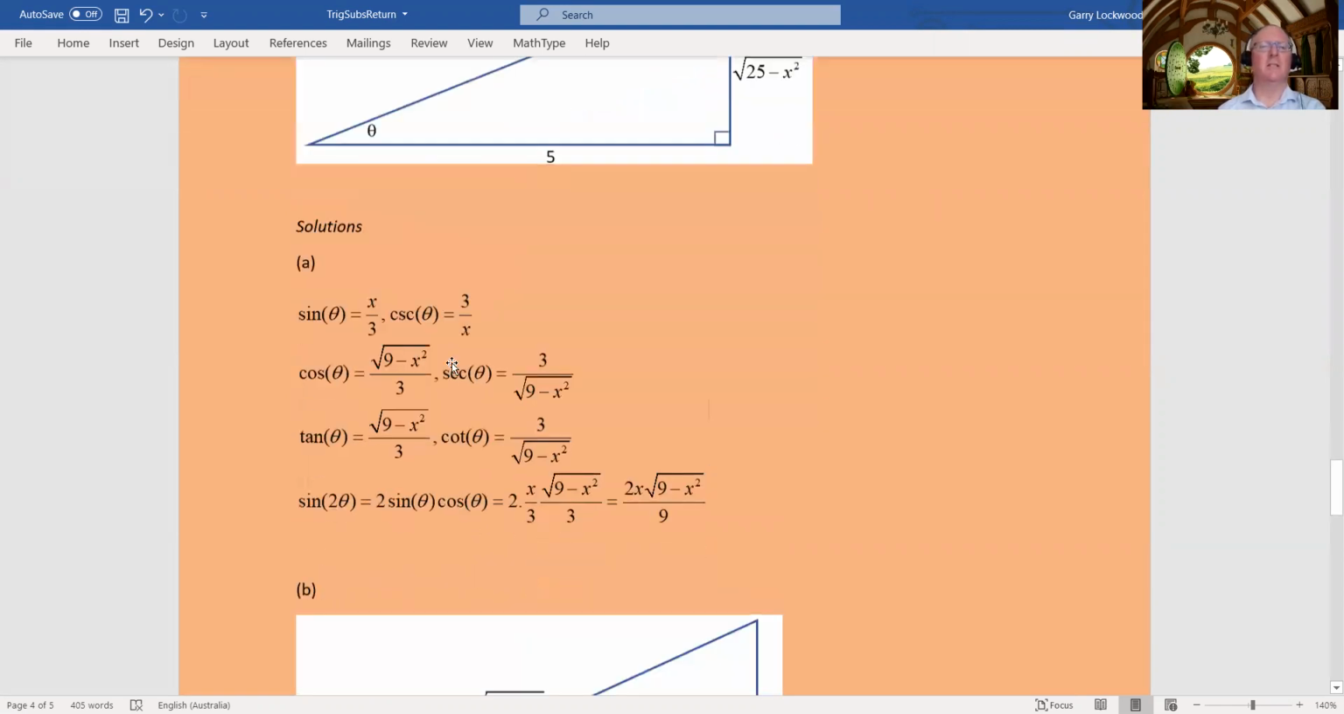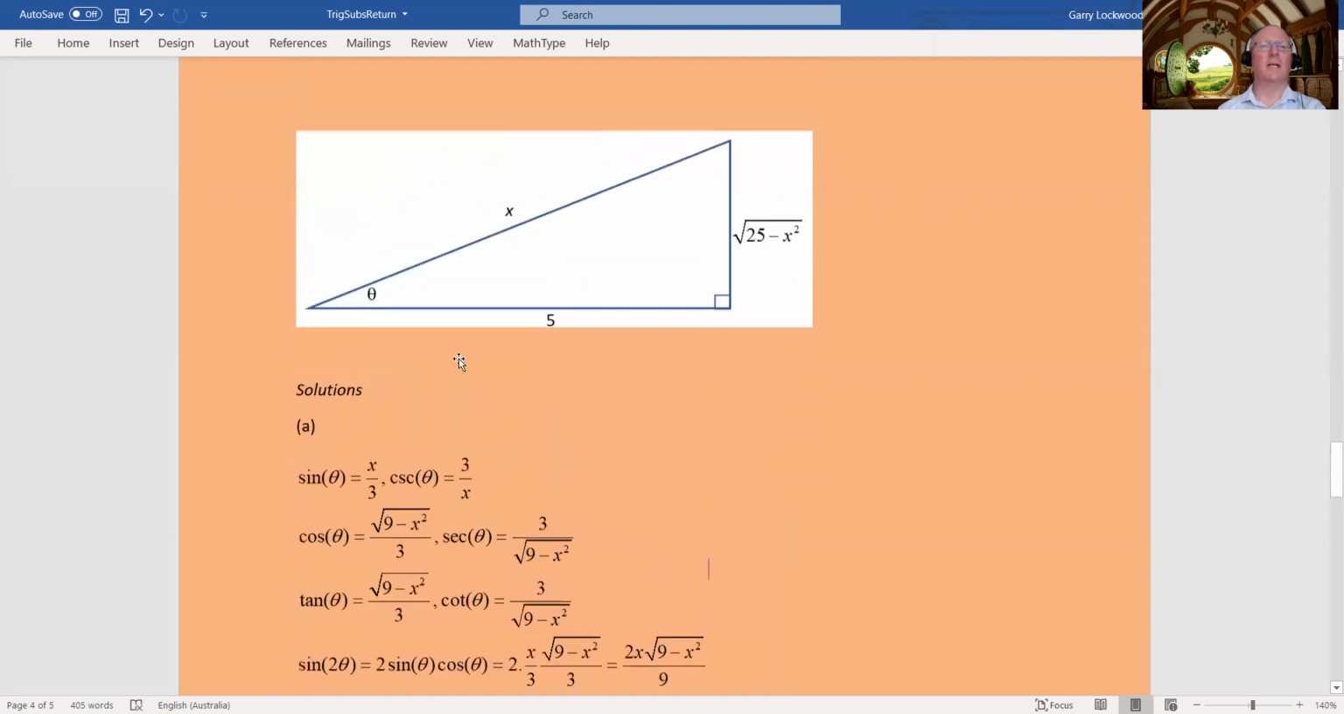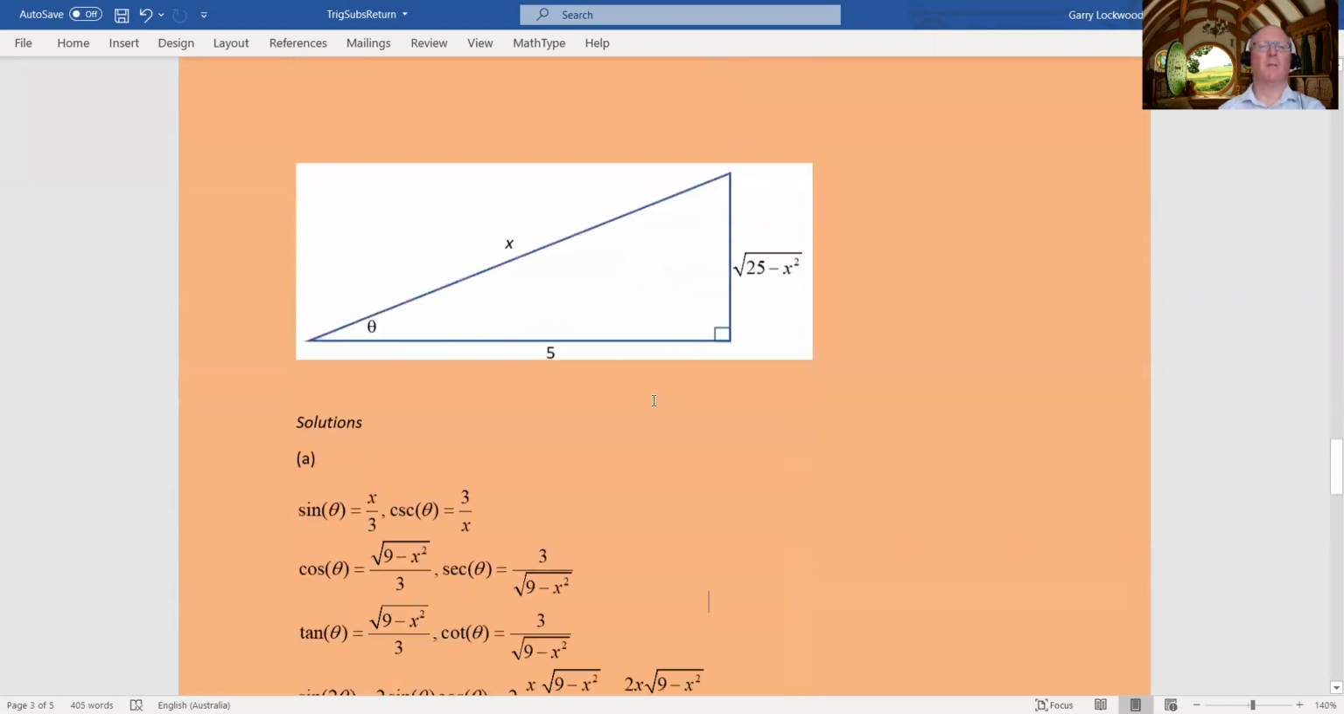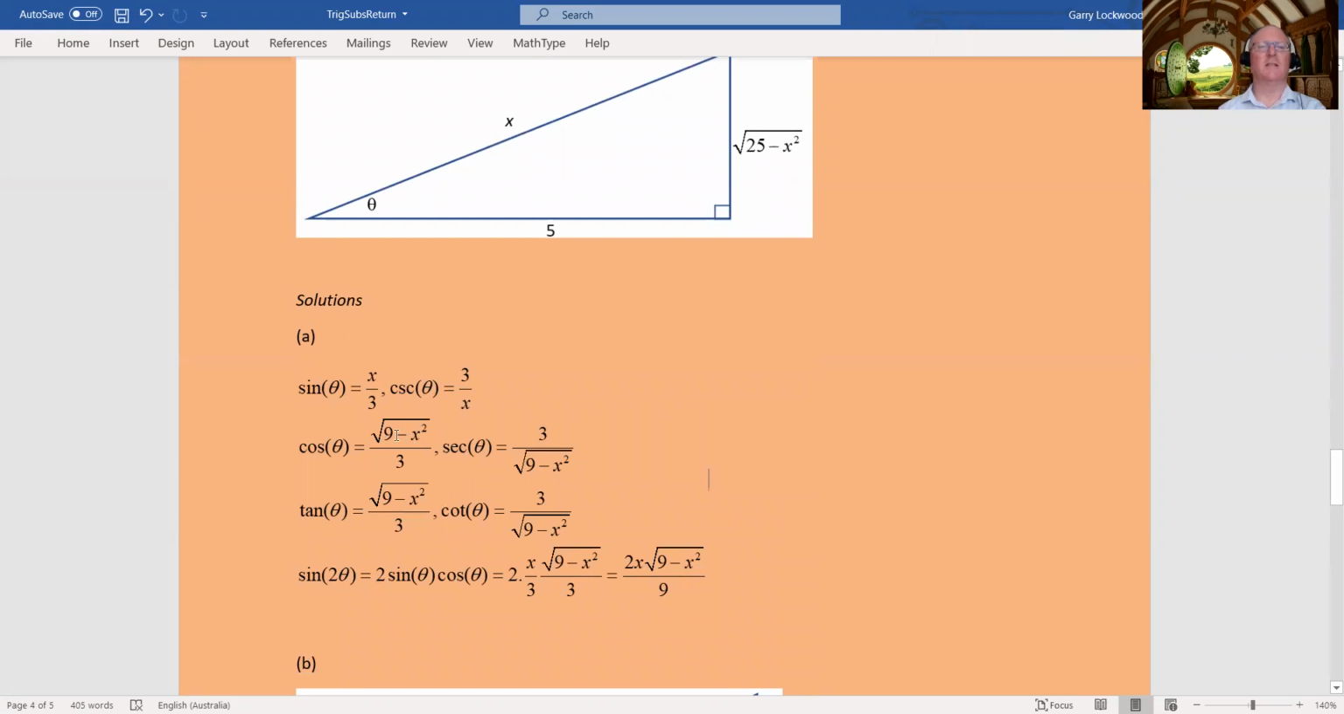Okay, so we've got our cosine theta as the square root of 9 minus x squared on 3, and if we have a look at the diagram, there's the cosine, that's adjacent over hypotenuse. That will look like square root of 9 minus x squared on 3. Sec theta, of course, you just flip that. Tangent of theta is the opposite over the adjacent. Cot theta, you just flip that.